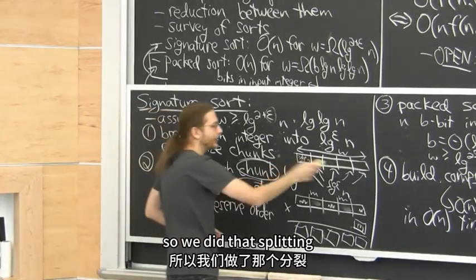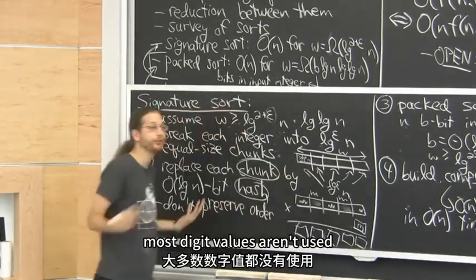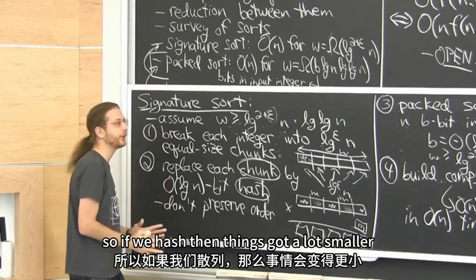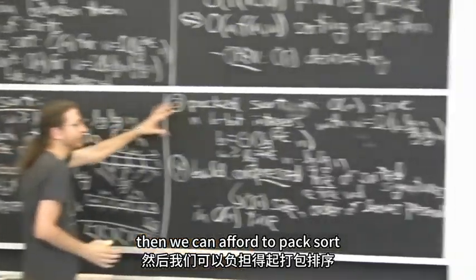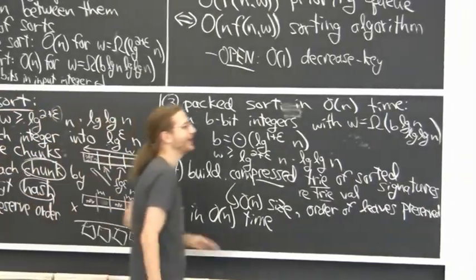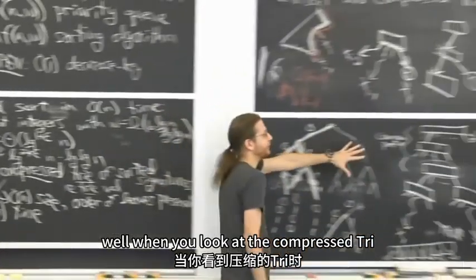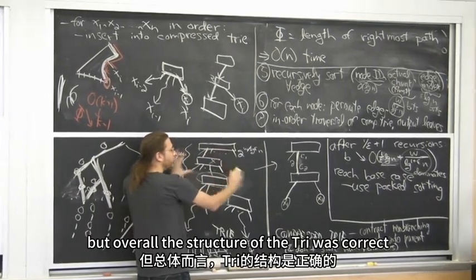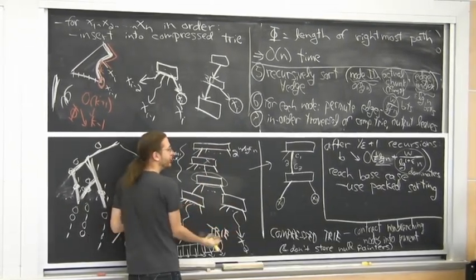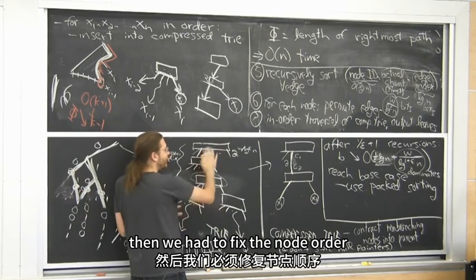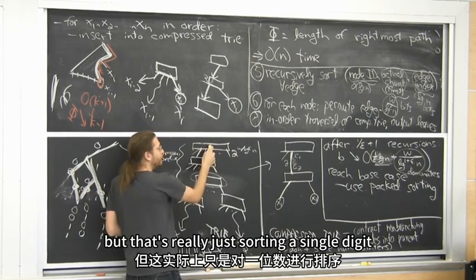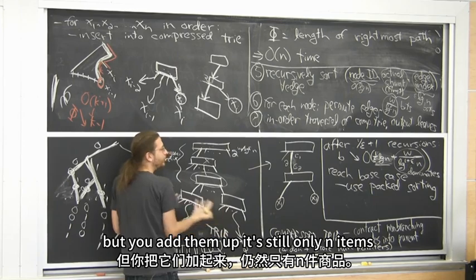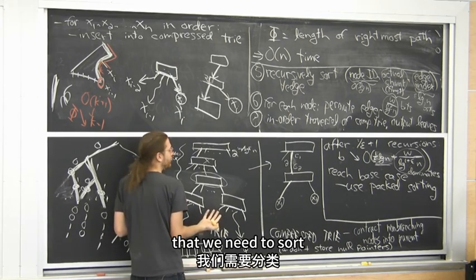So we did that splitting, and then there was this observation that most digit values aren't used. So if we hash, then things got a lot smaller. Then we can afford to pack sort, except that hashing didn't preserve the order. How didn't it preserve the order? Well, when you look at the compressed trie, you see how it got messed up. Each node got messed up individually, but overall the structure of the trie was correct. So we did all this work to get the structure of the trie, then we had to fix the node order, but that's really just sorting a single digit. And yes, we have to do it for all nodes, but you add them up, it's still only n items that we need to sort.